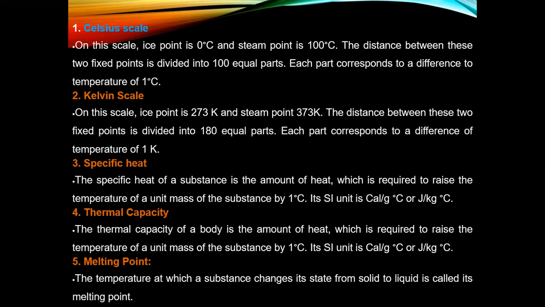The next is thermal capacity. The thermal capacity of a body is the amount of heat which is required to raise the temperature of a unit mass of the substance by 1 degree Celsius. Its SI unit is calories per gram degree Celsius or joules per kilogram degree Celsius. Melting point. The temperature at which a substance changes its state from solid to liquid is called its melting point.